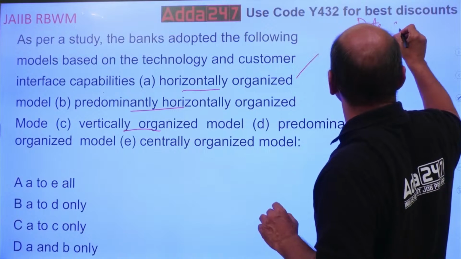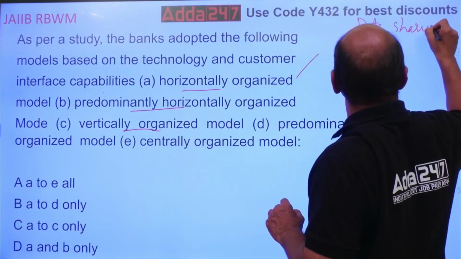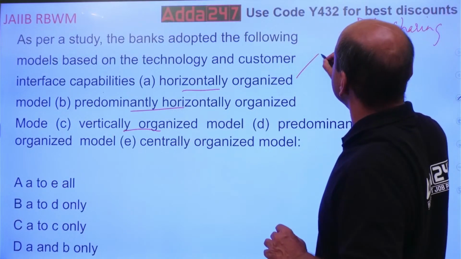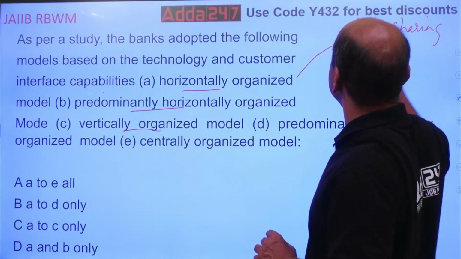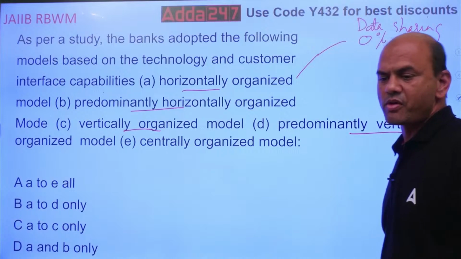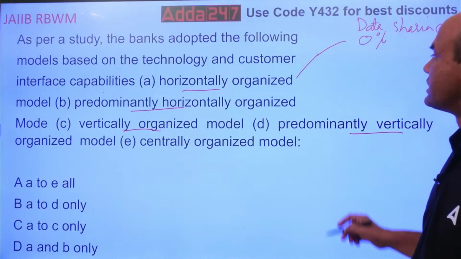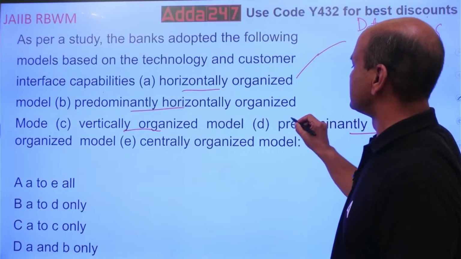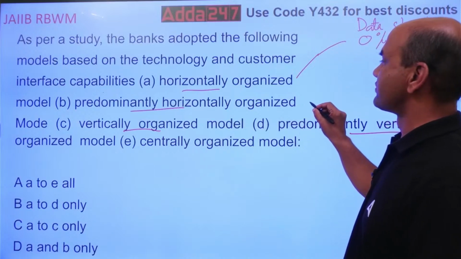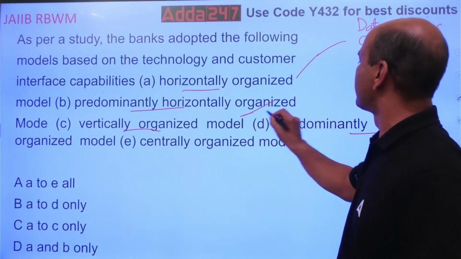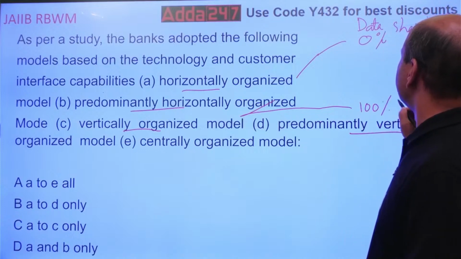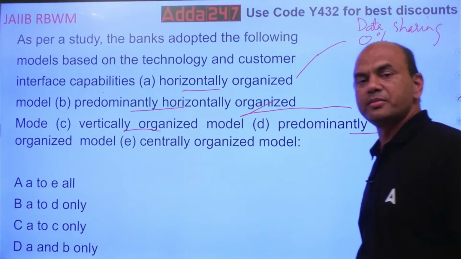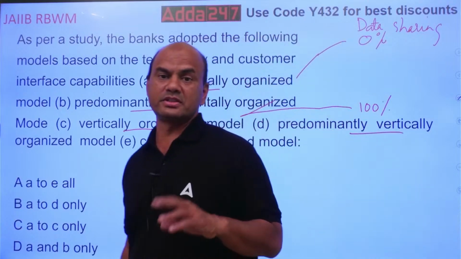Here data sharing between the products is 0%, zero. Okay, data sharing with other products is zero. Now last part is vertically organized. See this, vertically. Where is it? This one. This vertically. Here it is 100%. Means what? Data sharing between the various products is 100%.